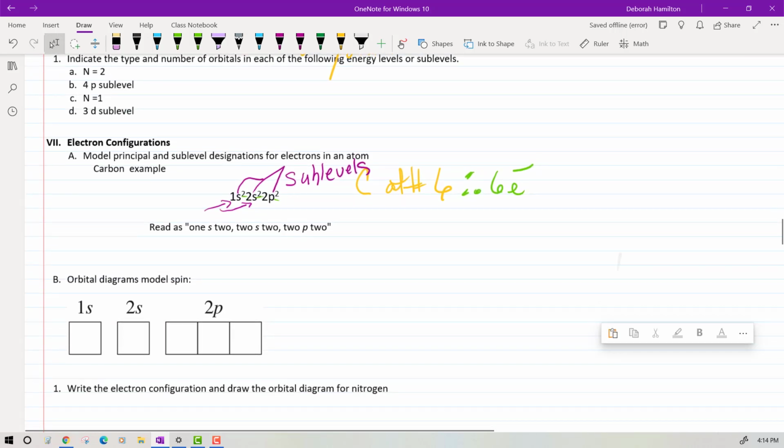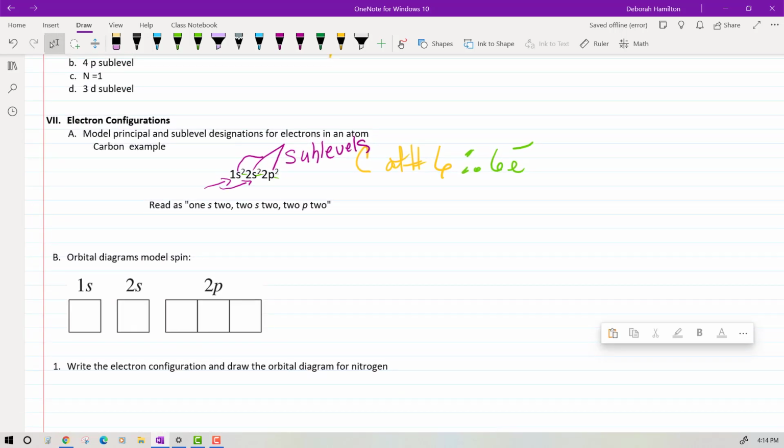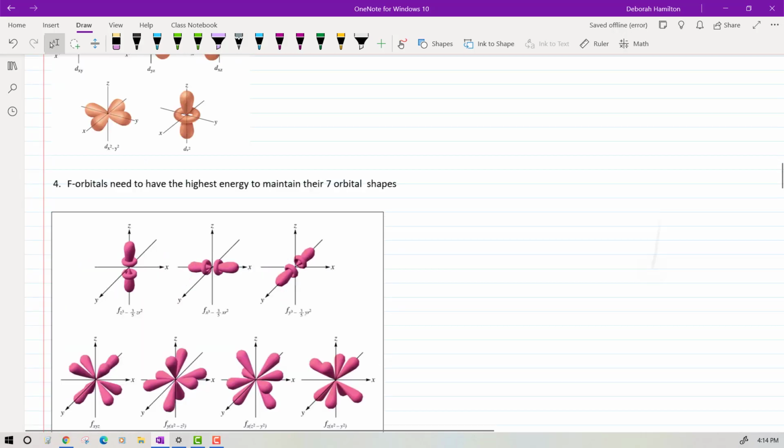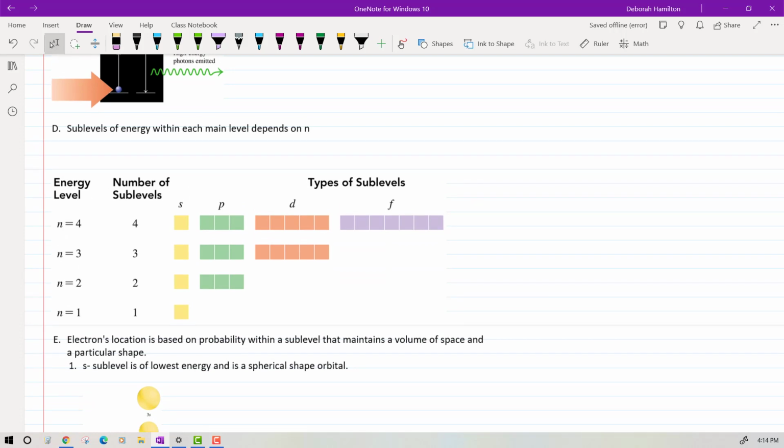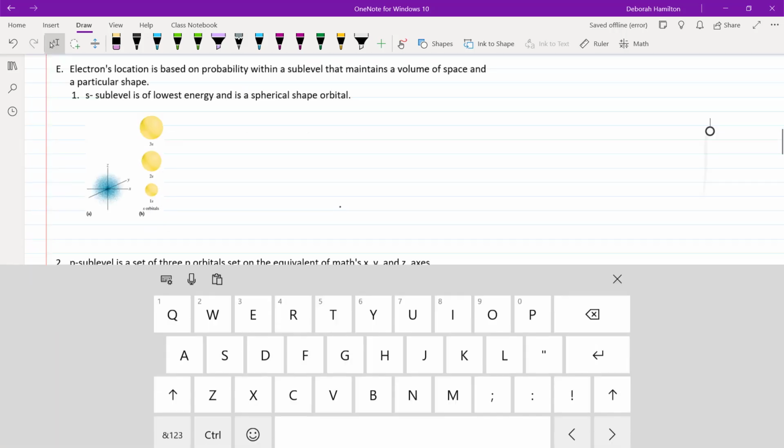Now there's one other way that we can model spin within an orbital, and that's the orbital diagram that we alluded to earlier. Let me go all the way up to the top where we saw the boxes. Here we were looking at another way to show the types of sublevels within a main level by using boxes. We have 1 box for the S orbital, 3 connecting boxes for the p orbitals, 5 for the D, and 7 for the F.